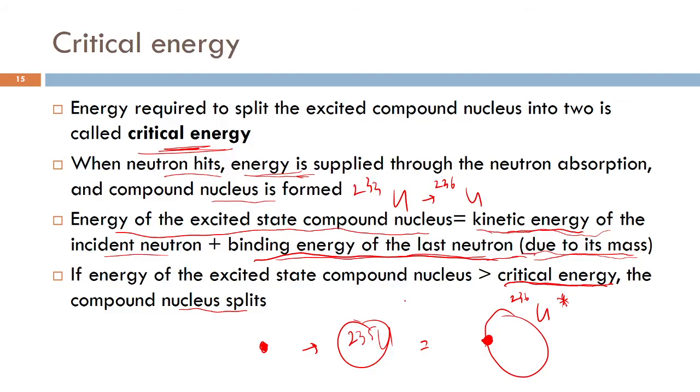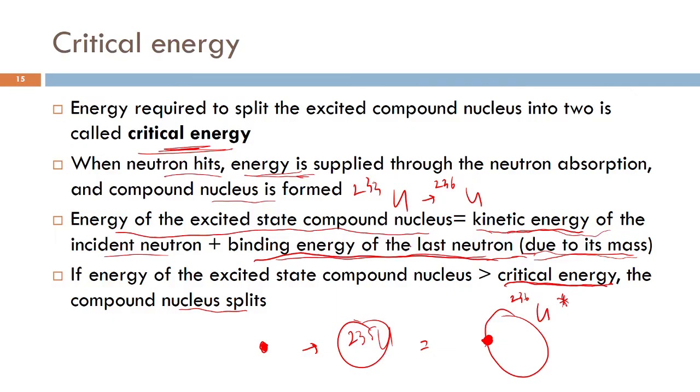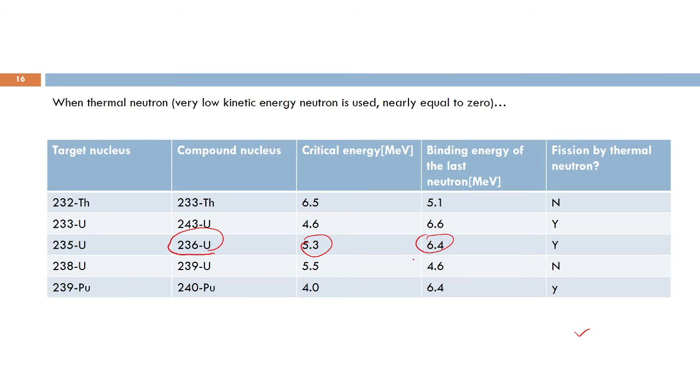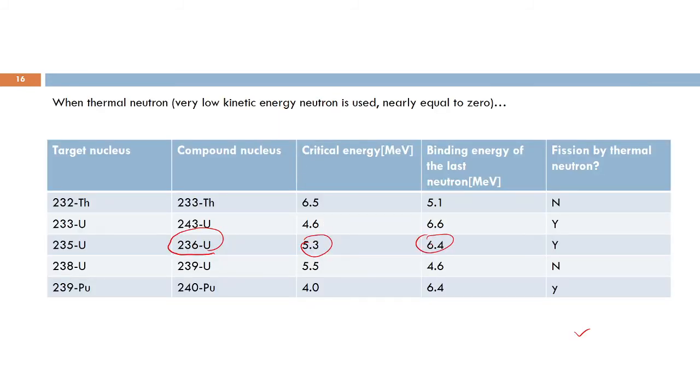The theoretical value of the critical energy of uranium-236 is 5.3, and the energy of the excited state uranium-236 is now 6.4 from this calculation. This means that the excited state energy is greater than the critical energy, so fission will occur.